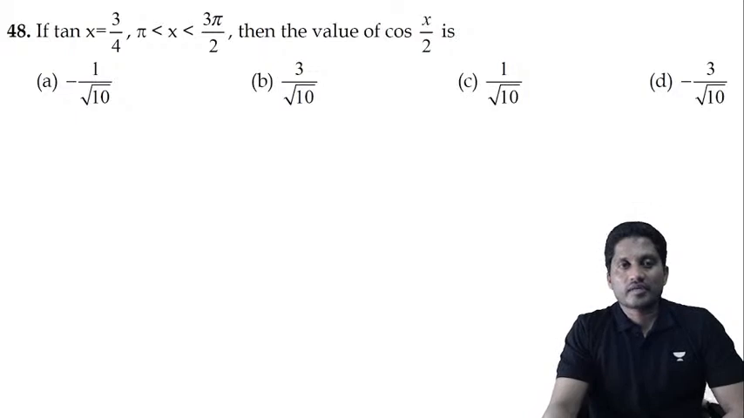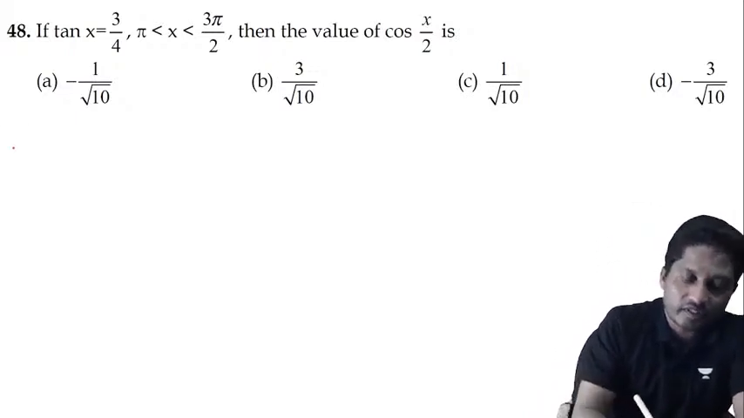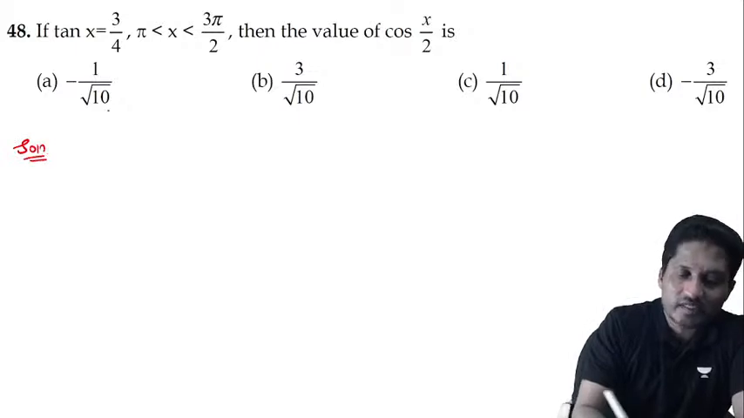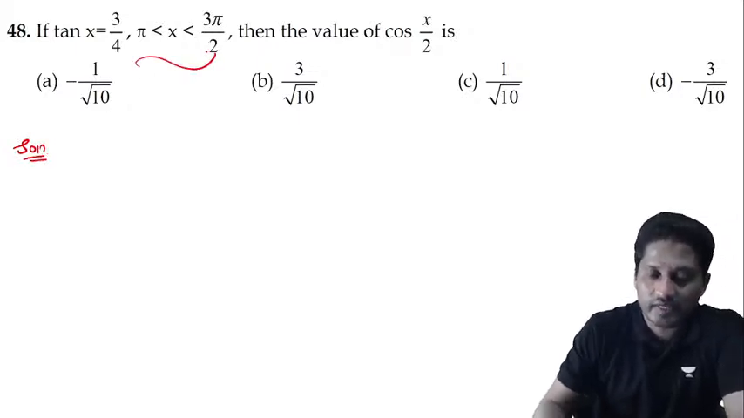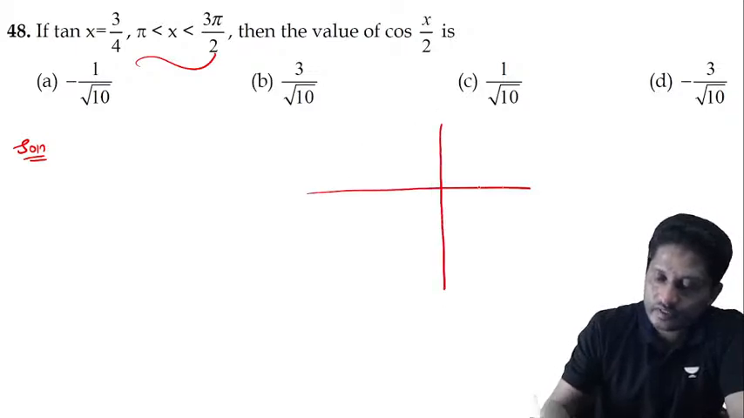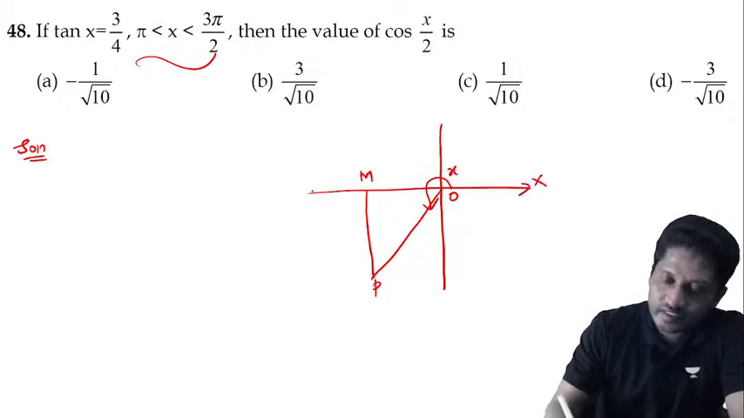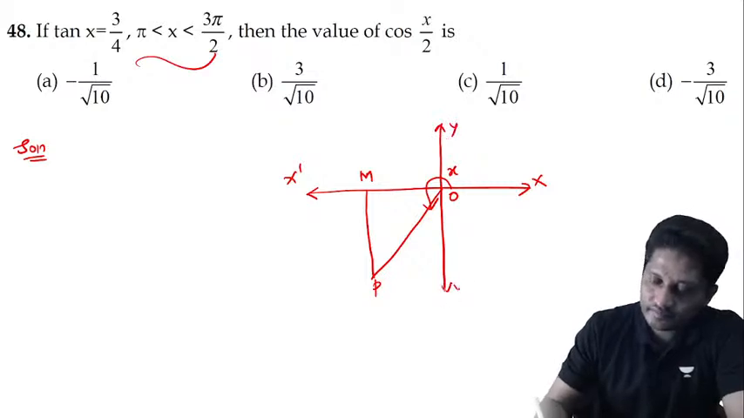Tan x is equal to 3 by 4, pi is less than x less than 3 pi by 2. That is in the third quadrant. It should be less than 270, but more than 180, which is obviously the third quadrant. Okay, this is the origin. This is P, OPM, let's say. Right, and this is angle x. This is x, x dash, and then this is y and y dash.